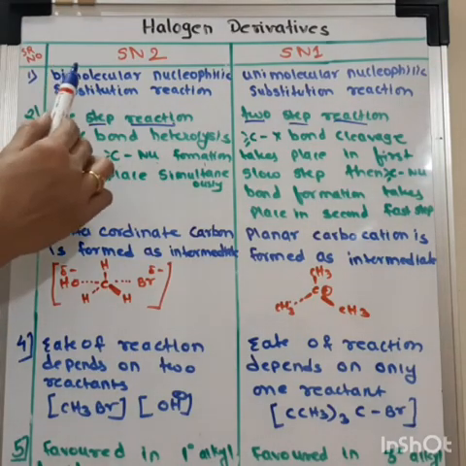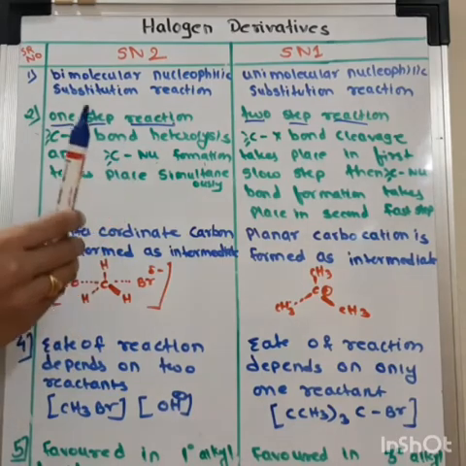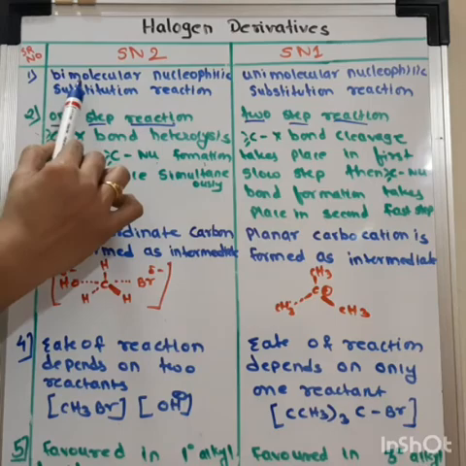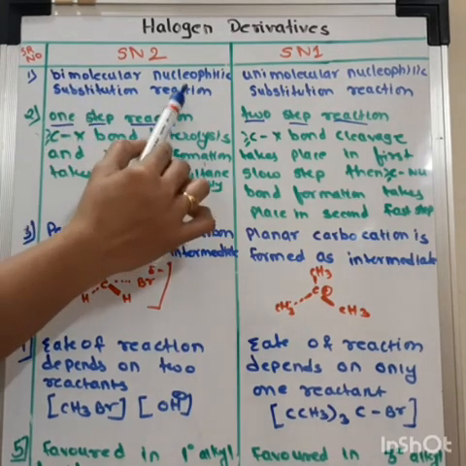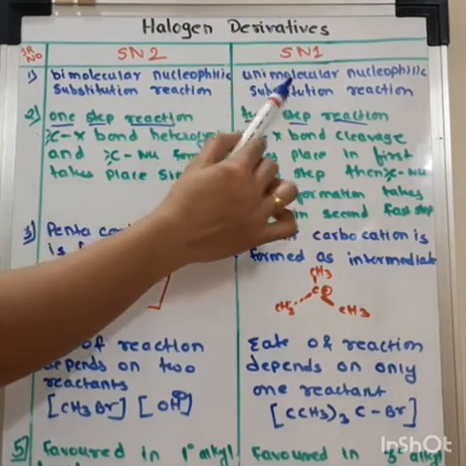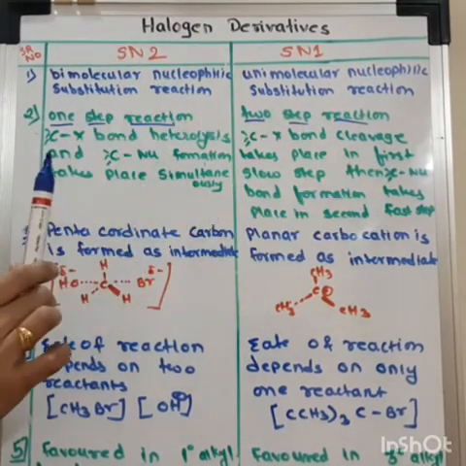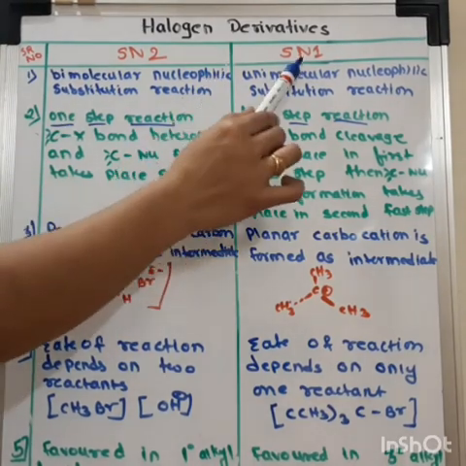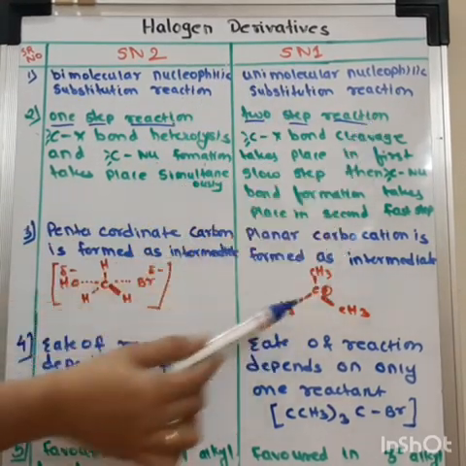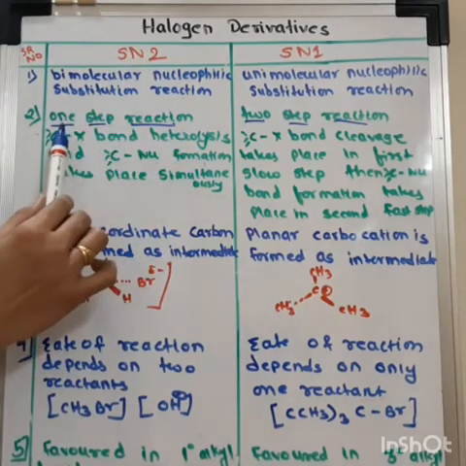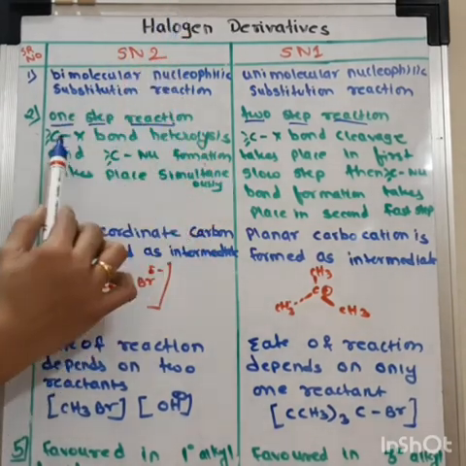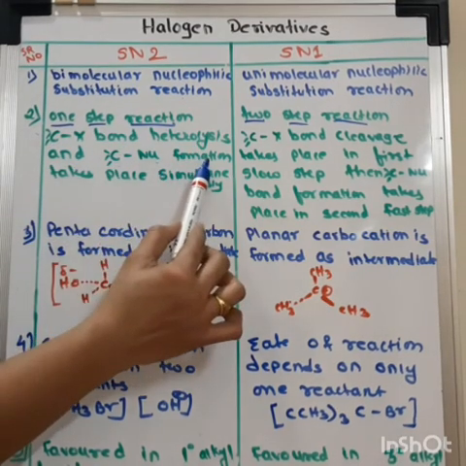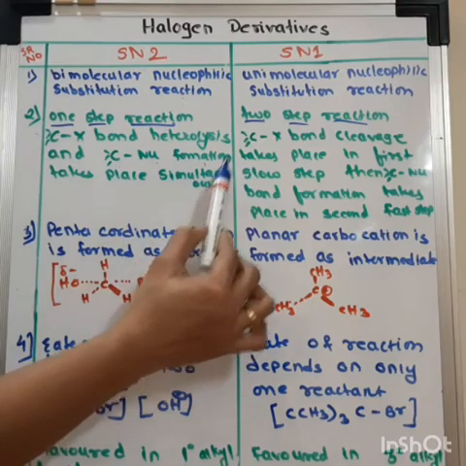Let us see the difference between SN2 and SN1 reactions. SN2 reaction is also called bimolecular nucleophilic substitution reaction. SN1 reaction is also called unimolecular nucleophilic substitution reaction. SN2 reaction is a one-step reaction. SN1 reaction is a two-step reaction. Underline these words. SN2 reaction is a one-step reaction. In this, carbon-halogen bond heterolysis and carbon-nucleophile bond formation take place simultaneously.